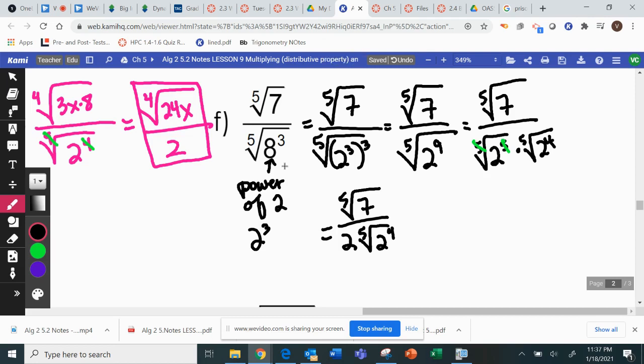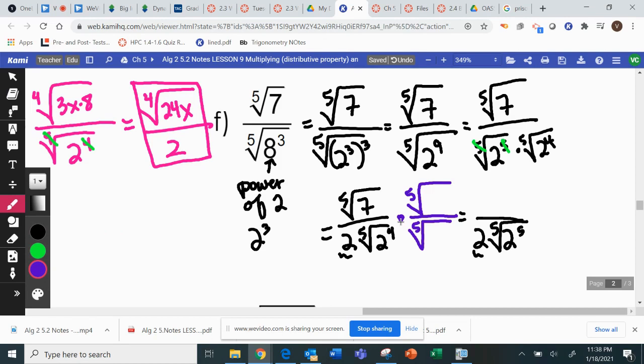Now to finish this, I still have a radical in the denominator, and I cannot cancel those powers out. So I am going to have to multiply by a value of 1. And it's going to be 5th root for both. And after we multiply in the denominator, I'm going to have that 2 that's out front to start, and then I'm going to have the 5th root of 2 to the 5th. That's what I'm going to do.